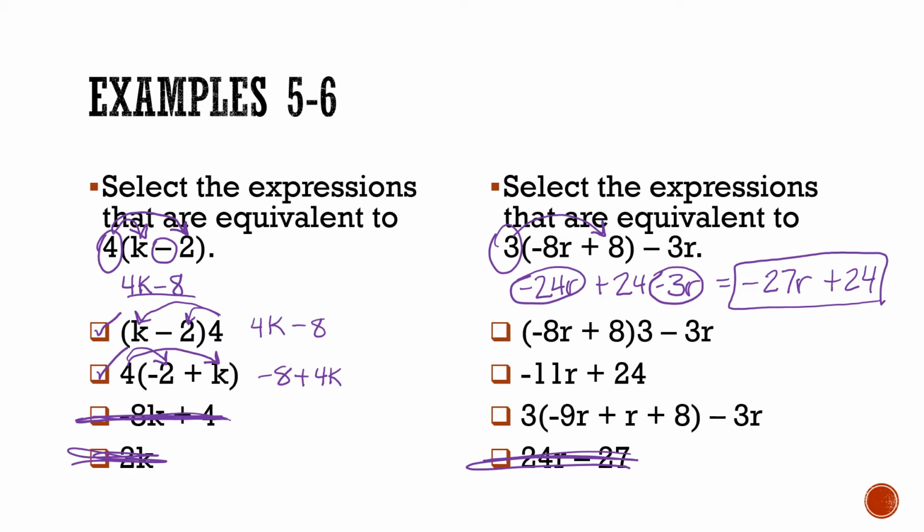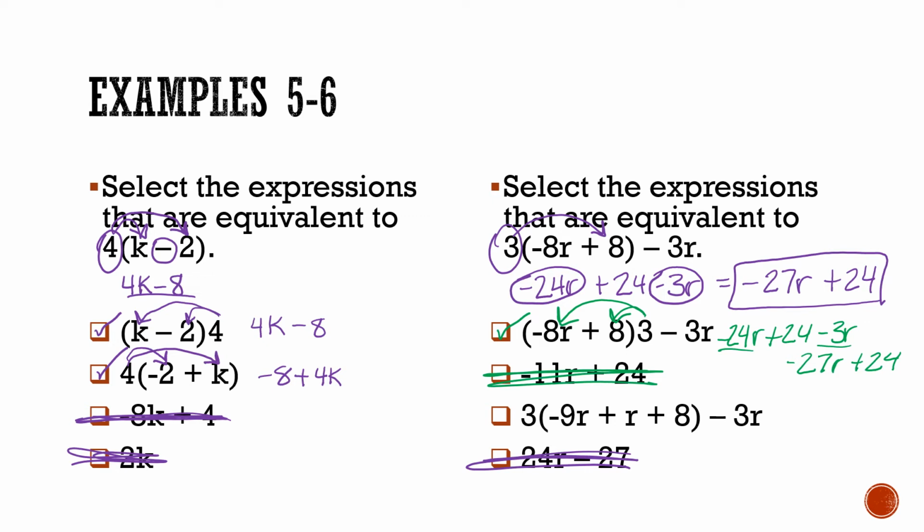Okay, we will need to distribute the 3 in this one. So 3 times negative 8r is negative 24r. And 3 times 8 is 24 minus 3r. So negative 24 minus 3, we already talked about, is negative 27r plus 24, which is exactly what we had when we simplified the expression. Negative 11r plus 24 just obviously is not equivalent to negative 27r plus 24, so we can eliminate that one.